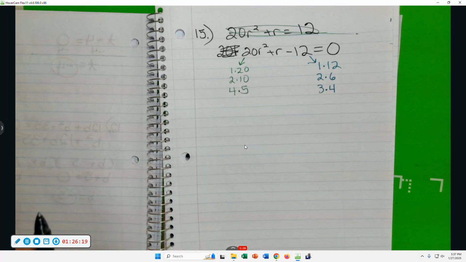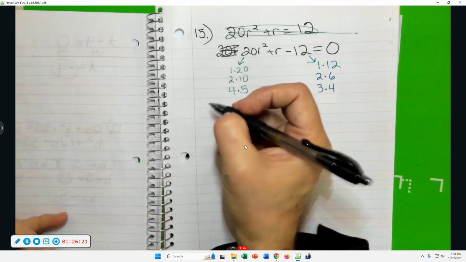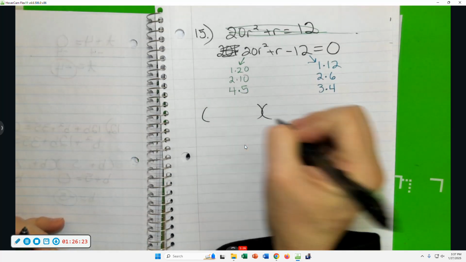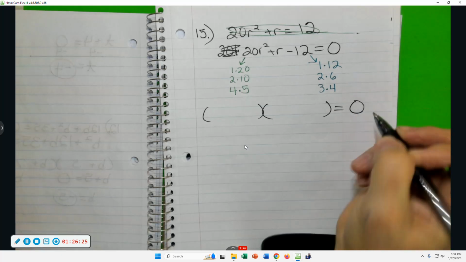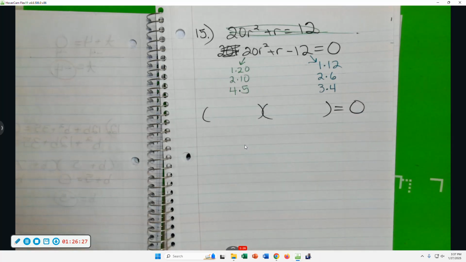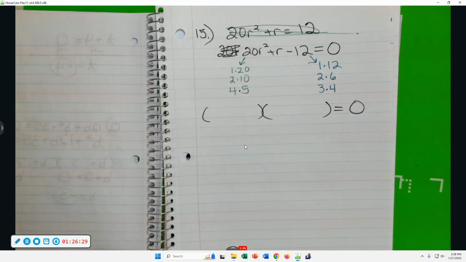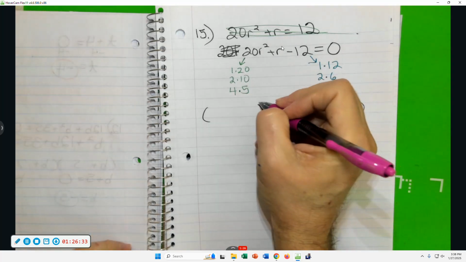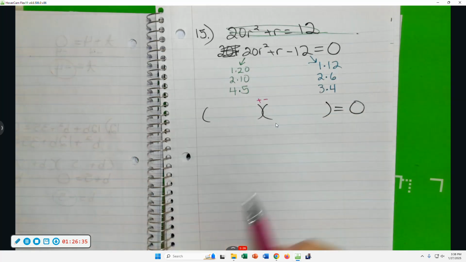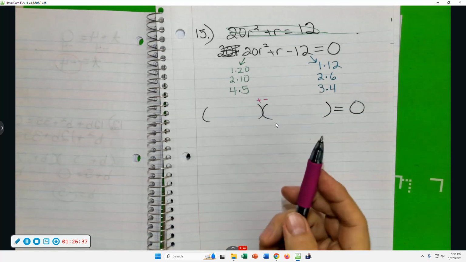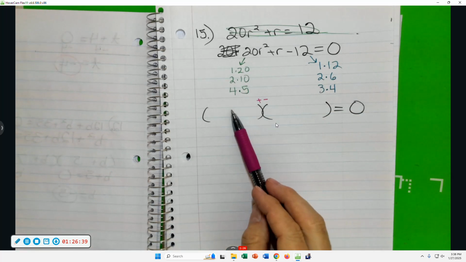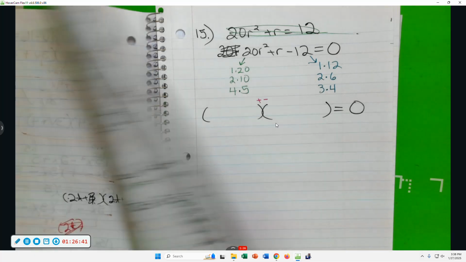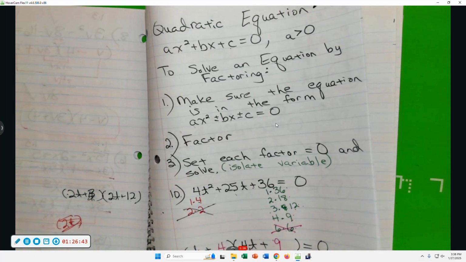Oh, well, let me write my 2 sets of parentheses. What about the signs? Can I just fill them in automatically? No. If the last sign's a minus, that means we have 1 of each, and we wait to fill those signs in because we don't know if we're going to have the plus in the first or the second. Remember Tony's little table.